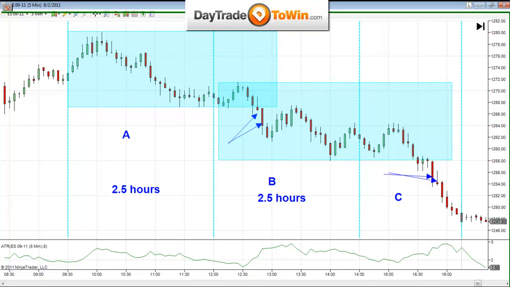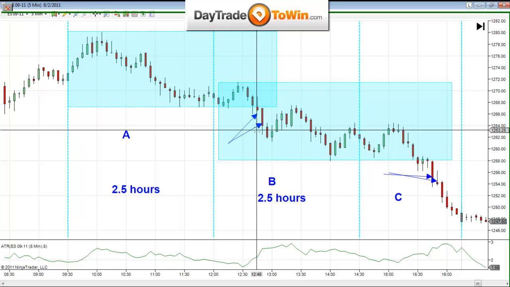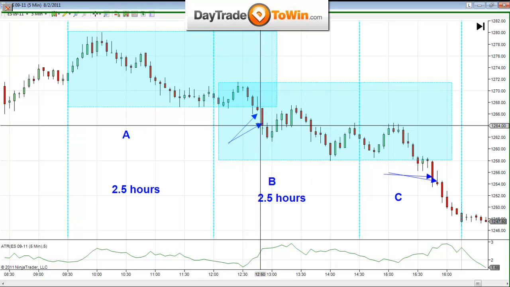Yes, I absolutely look for when it starts to break out for me to enter. You don't have to necessarily enter at a limit, you can go in at market. Use the bar timer. At 1300, right here at 1250. Yes, short, 1250.